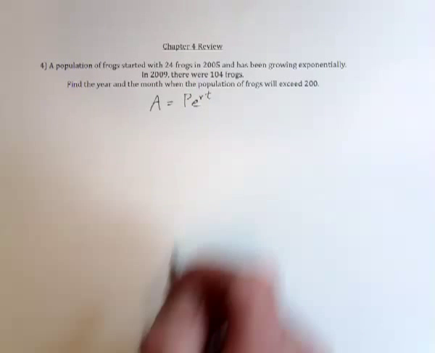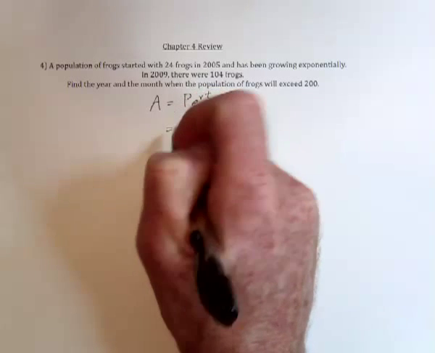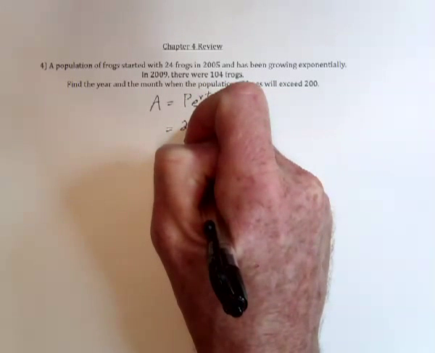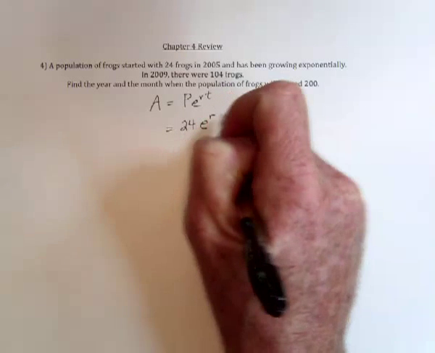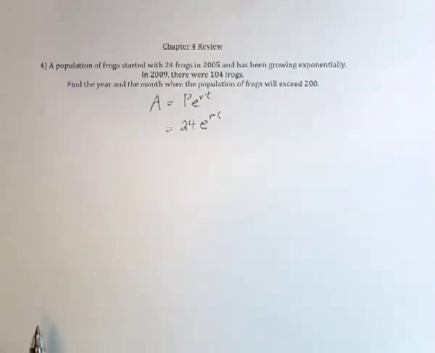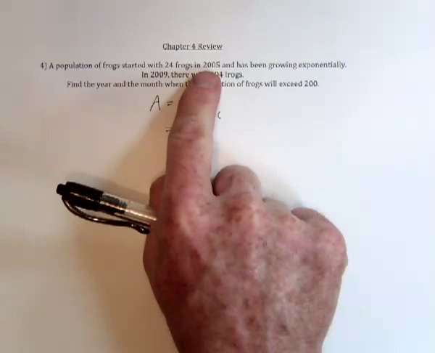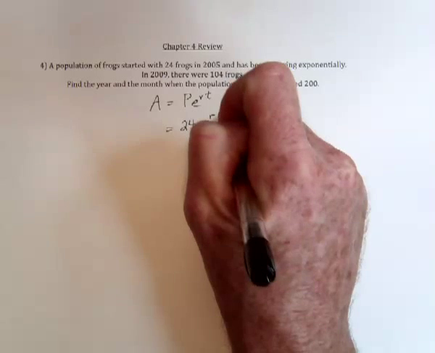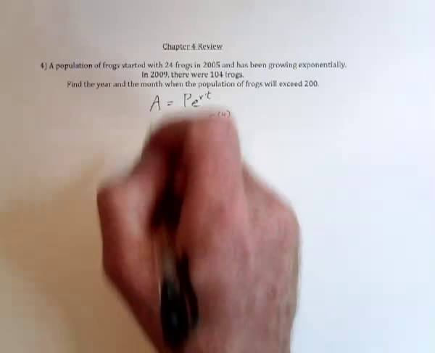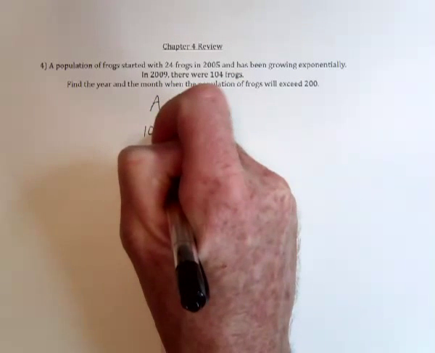So the starting amount of frogs, 24, is the P. The r is not known. The t is given because it's going from 2005 to 2009, so that's 4 years. And after the 4 years, the amount of frogs was 104.